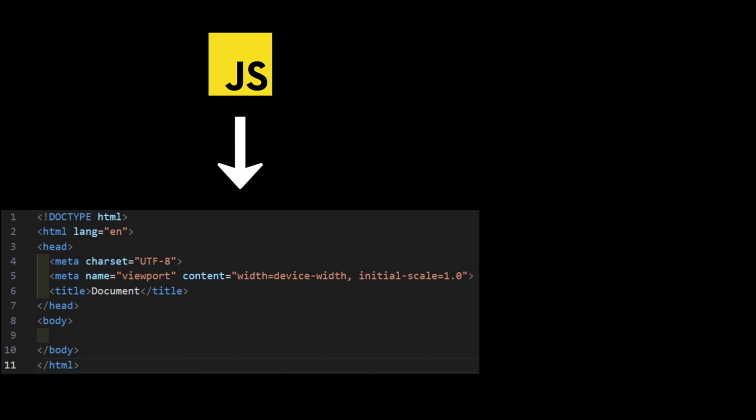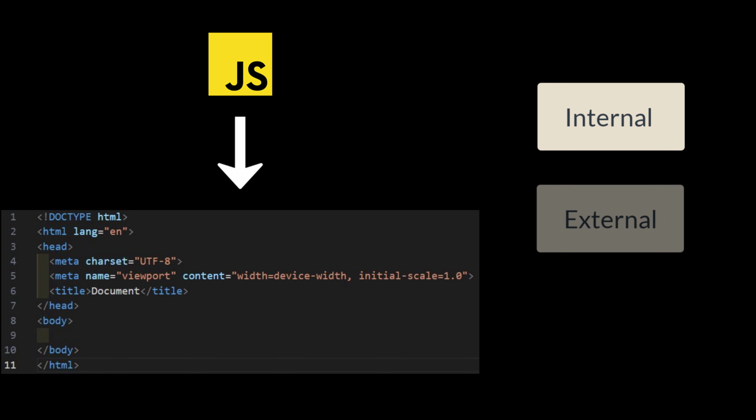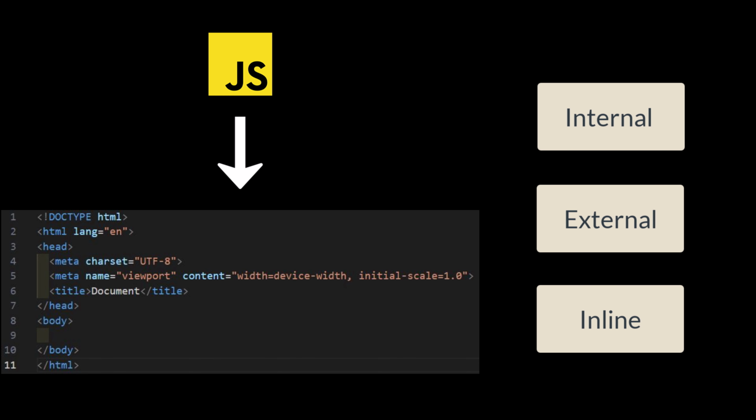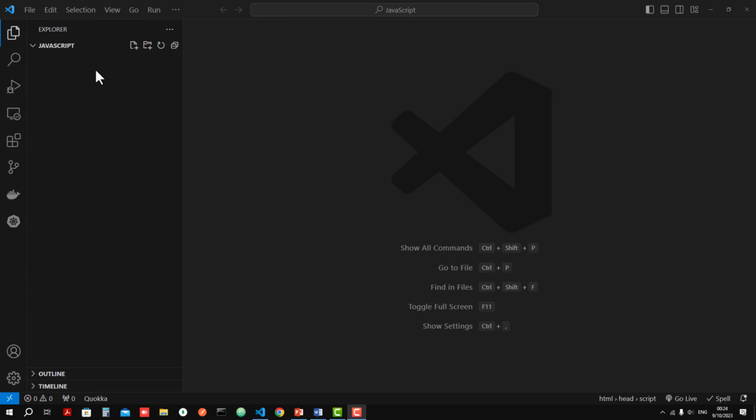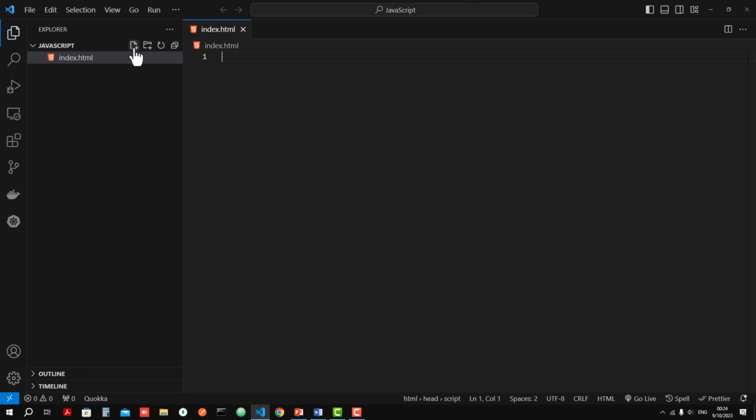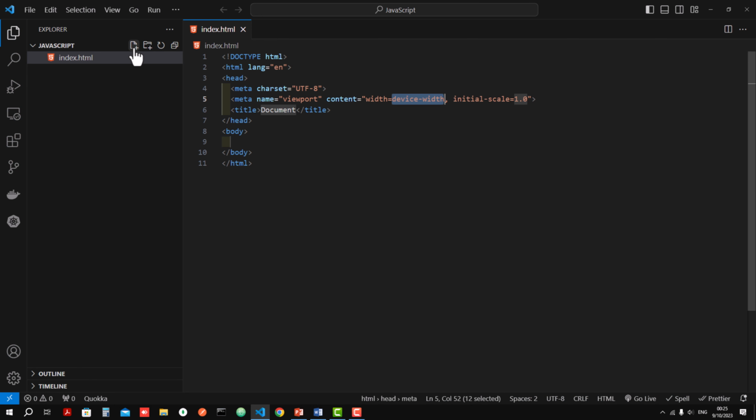So to add JavaScript to an HTML page, we have three options: internal, external, and inline JavaScript. Let's go through each of them for clarification. I'm using Visual Studio Code as a text editor. I will create an index.html file. Inside that, I'm going to use the HTML5 snippet.